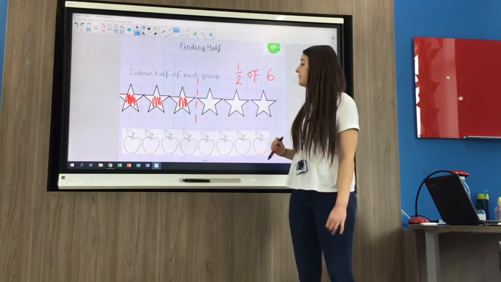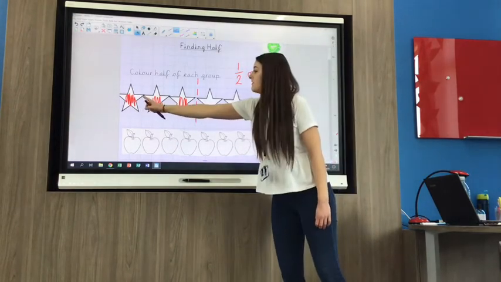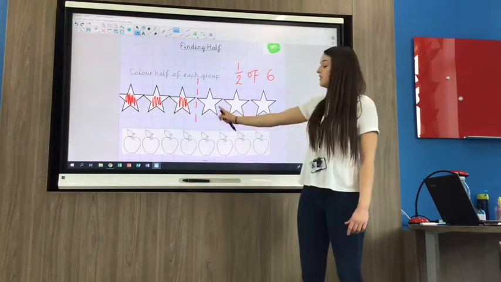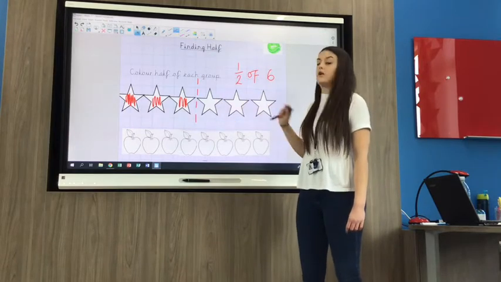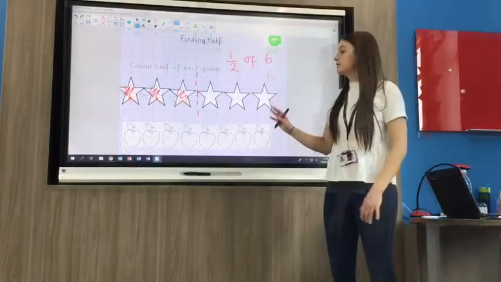And we can check it by making sure I've coloured in 3: 1, 2, 3, and I should have 3 not coloured in: 1, 2, 3. Perfect.